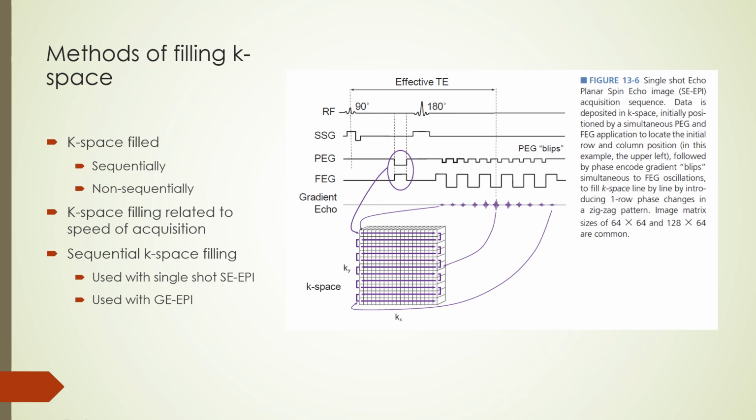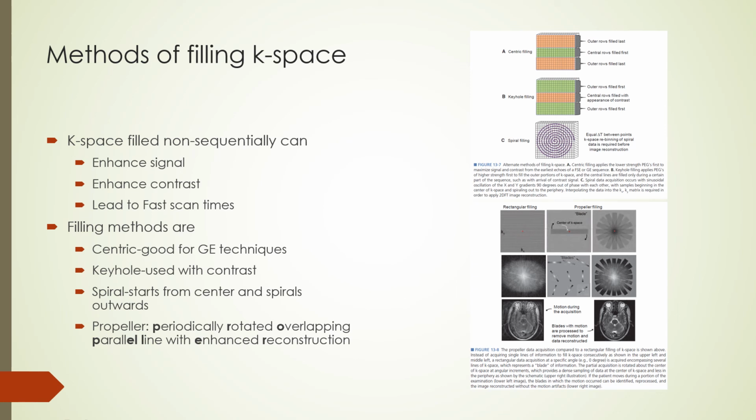K-space data can be filled sequentially or non-sequentially. When K-space data is filled sequentially, it is filled in a zigzag pattern shown on this image. Some sequences used for fast imaging applications like single-shot spin echo EPI use this method of filling K-space. Also, the gradient echo EPI method also can use sequential K-space filling. K-space can also be filled non-sequentially as shown on this image. These methods enhance signal, contrast, and achieve rapid scan times.